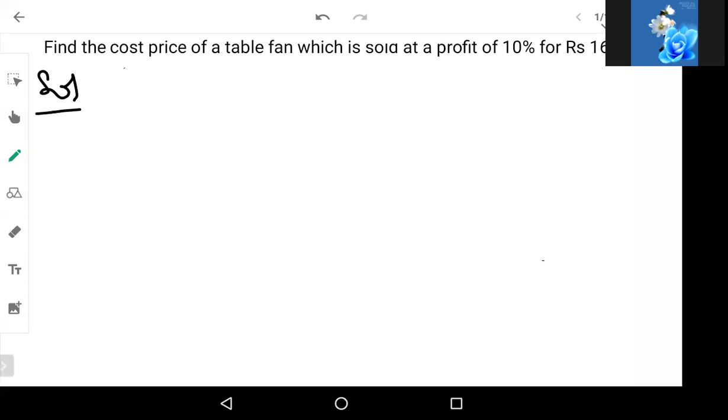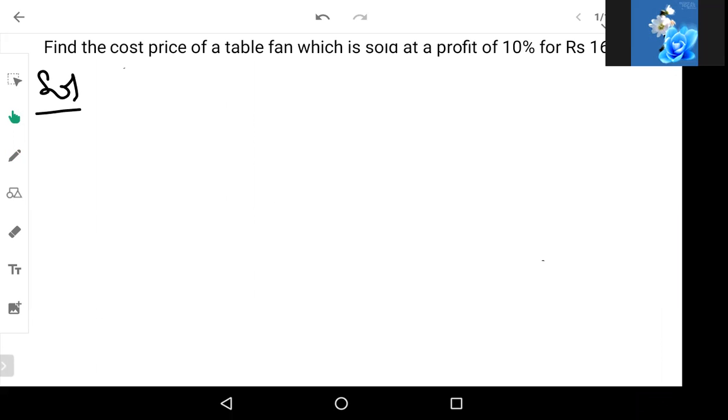Now, moving on to the next question. Find the cost price of a table fan which is sold at a profit of 10% for 1,650. So a table fan is sold at a profit of 10% and the selling price is 1,650. So we are supposed to find the cost price of the fan.